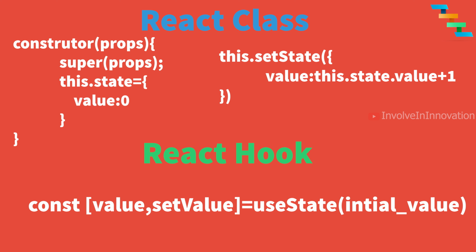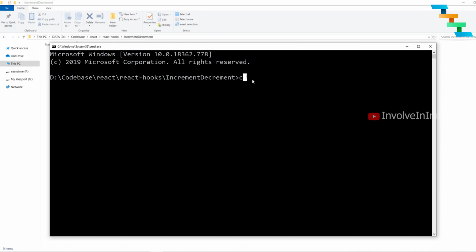In this video, we will see about the useState hook and how it is comparable to the class-based components lifecycle methods. First, we will create a base project to demonstrate the useState hook. We will start by creating a new React application named INC-DEC. In this application, we are going to write a simple single-page application which increments and decrements a value based on the button click. And we will use Create React App to create this base project.